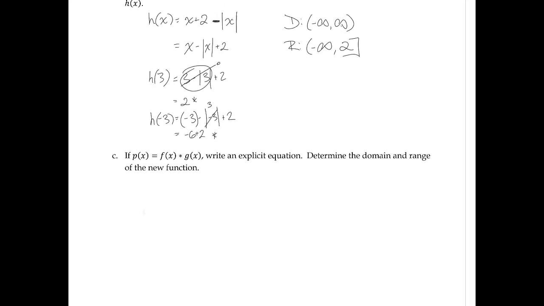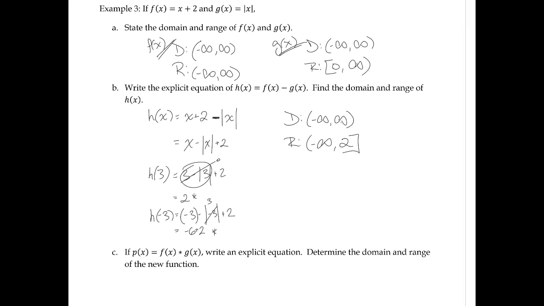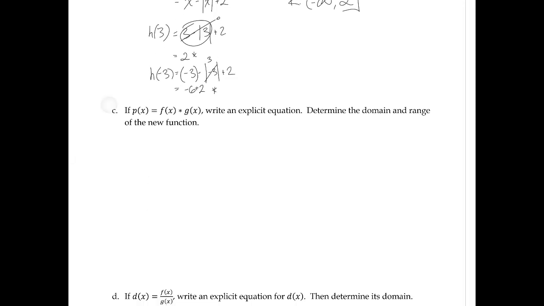For multiplying, I'm just going to go back and check my function. So I've got p of x, so x plus 2 times the absolute value of x. So it's going to be x times the absolute value of x plus 2 times the absolute value of x. So this is going to be like a quadratic equation. But we're going to get some negative numbers, so it may end up looking a little bit like a cubic.